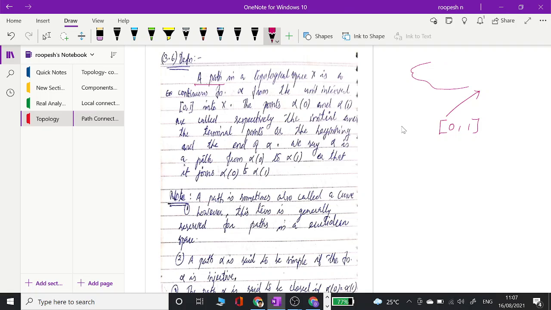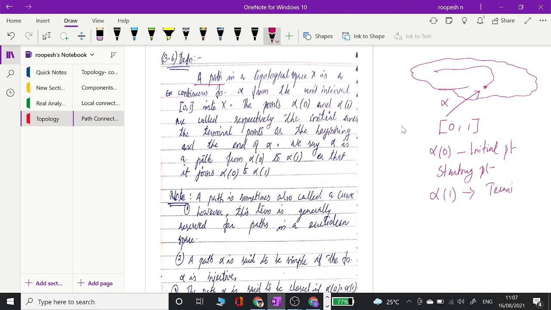Suppose this is going to be a space. Now we'll have a continuous function from this interval to this space, and suppose the image is something like this. This is going to be a path, and we will name it alpha. Now alpha of 0, we will say, is the initial point or the starting point of the path, and alpha of 1 is the terminal point or endpoint.